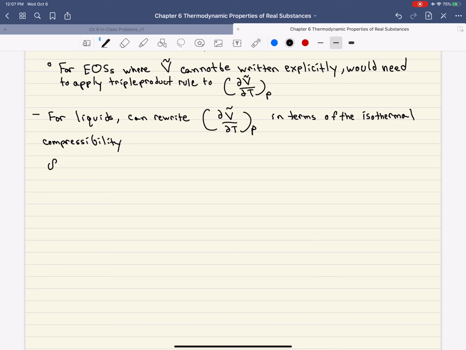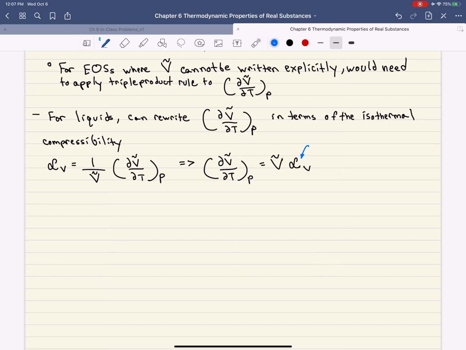So isothermal compressibility, alpha V, by definition is this. Constant pressure. And so, if you just solve for dV/dT at constant P, you could write it like this. And the reason this form is useful, especially for liquids, is you could actually just measure this alpha V parameter through an experiment or something.